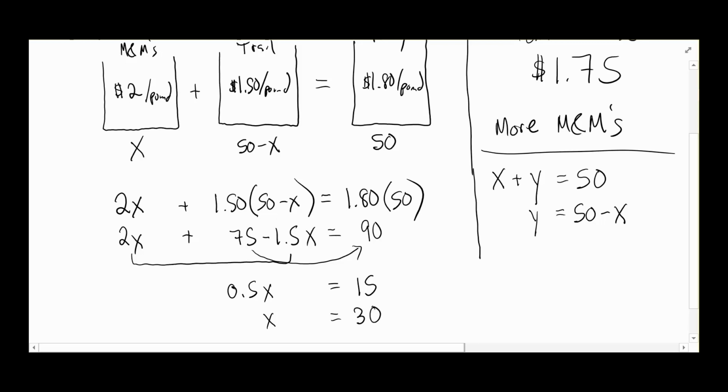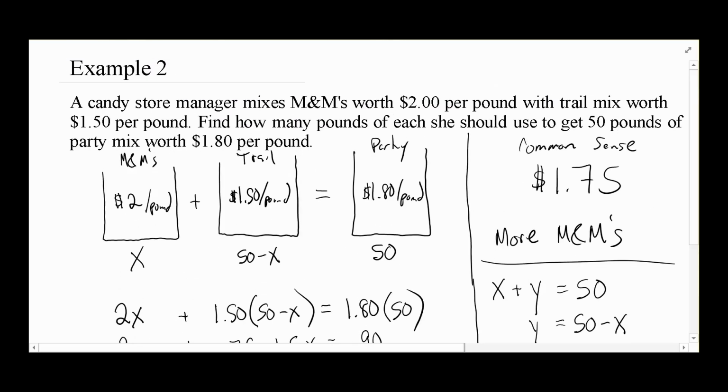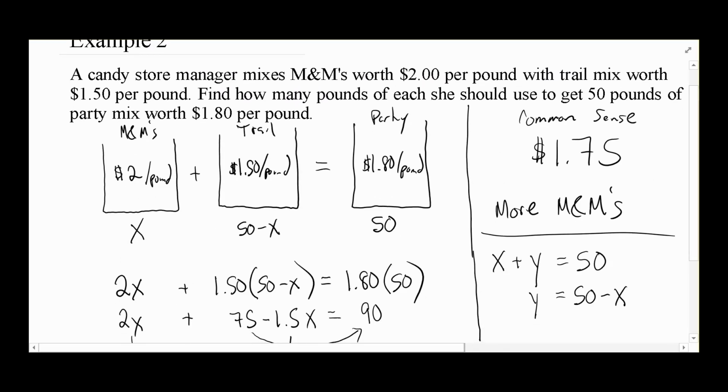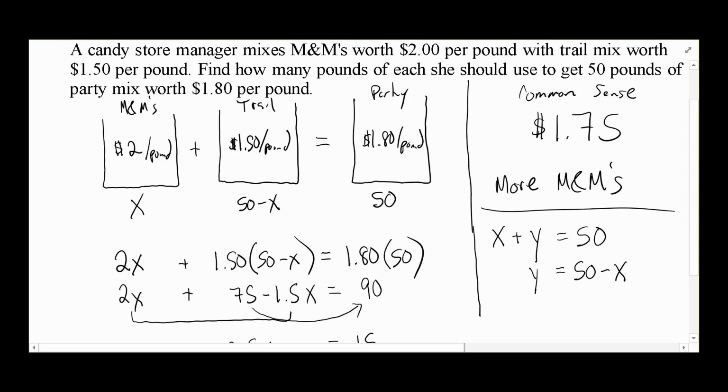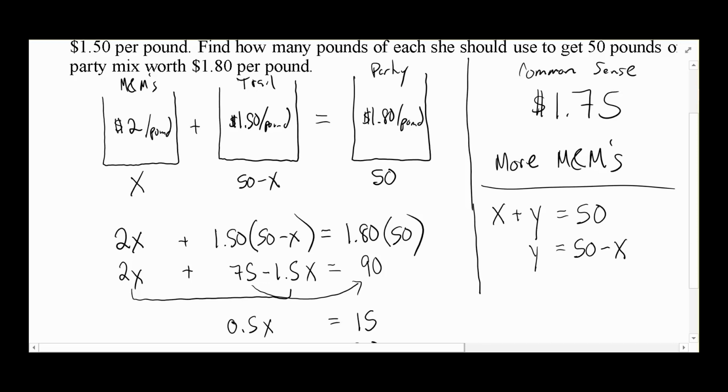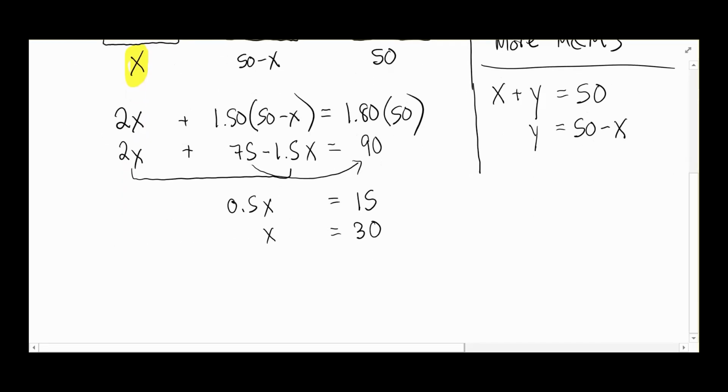Now that I have an algebraic answer, I need to go back to my original problem and figure out how to answer the question and to see if it makes sense. The question asks, how much of each do we have? So it's asking how many pounds of M&Ms and how many pounds of trail mix. Now remember that we defined x as the number of pounds of M&Ms. So we can say 30 pounds of M&Ms.